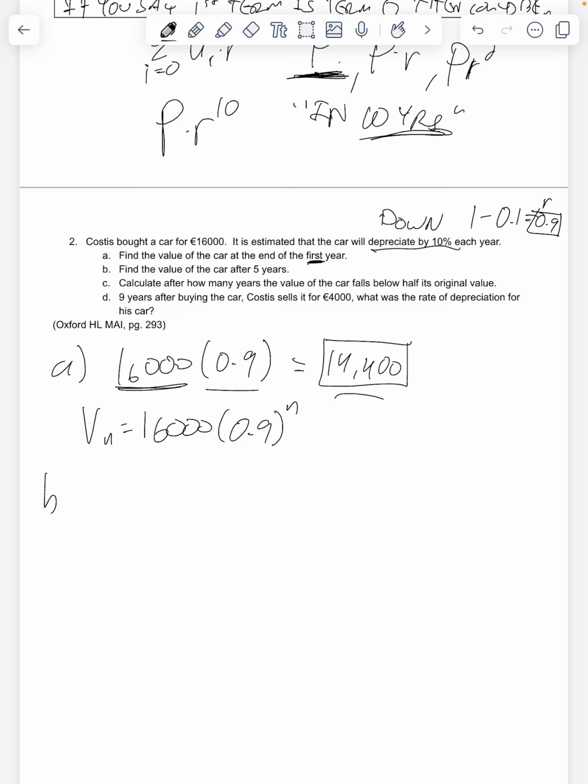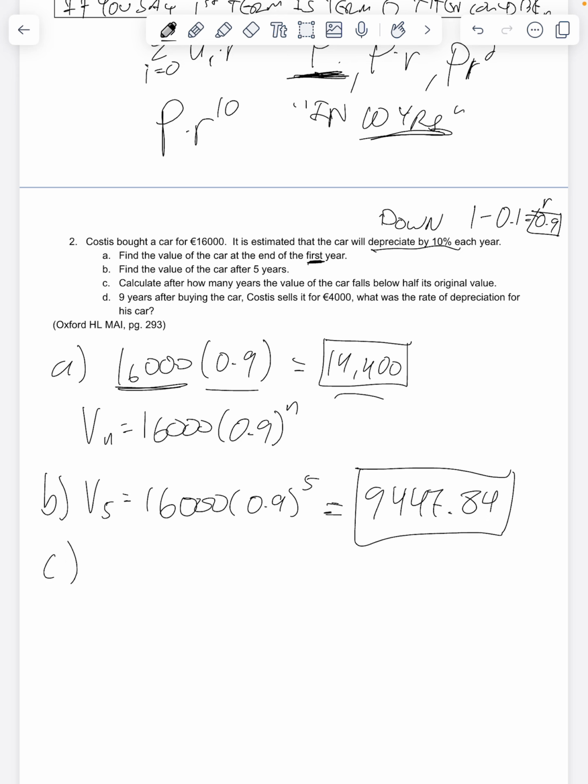If I want 5 years, which is part B, it's going to be 16,000 multiplied by 0.9 to the fifth. The plus 1, minus 1, sometimes you add 1, sometimes you subtract 1. It's kind of weird, but you just have to think about the context of the problem. It's gone through 5 years, so we've gone through 5 depreciation periods, so it's been multiplied by 90% 5 times. So if we go to the calculator here, that gives us $9,447.84.